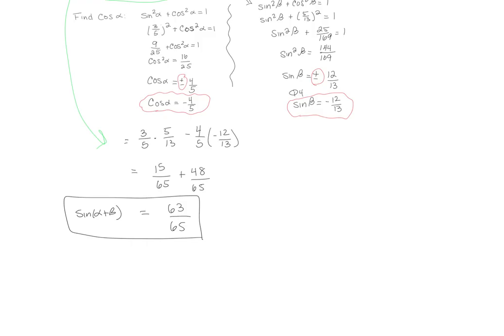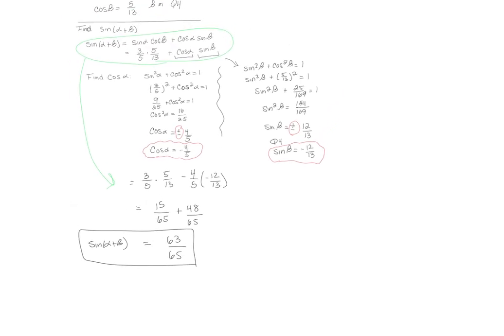So just to review, because there's a lot of steps to this problem, we started with our sum formula, and that has 4 pieces in it, right? Sine times cosine plus cosine times sine of those various angles. We knew 2 of those pieces given in the problem. We had to find the other 2. But when you have either sine or cosine and the quadrant the angle's in, you can find the other one.